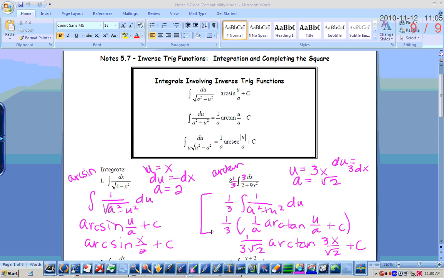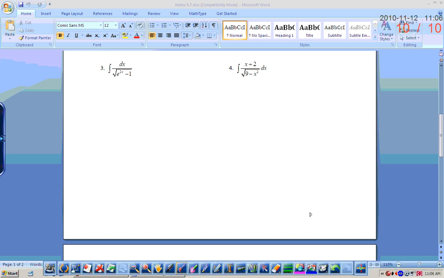If you can skip those 2 steps, I'm totally cool with that. The only thing that concerns me is missing the du if it's something other than plain old dx. But as long as you put the 3 in here and then the 1/3 out there, I'm totally okay with you going to the final answer.